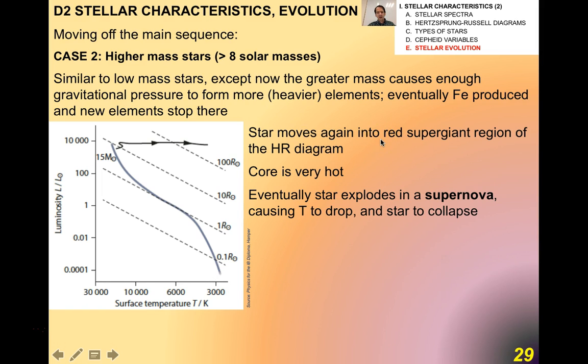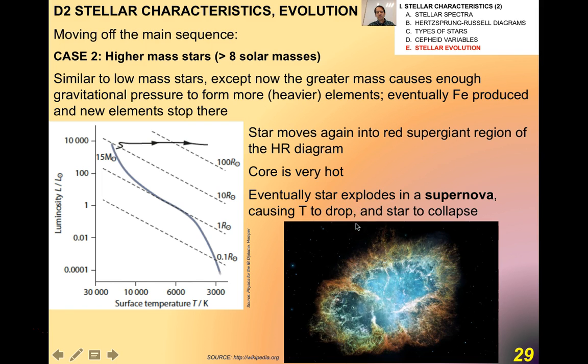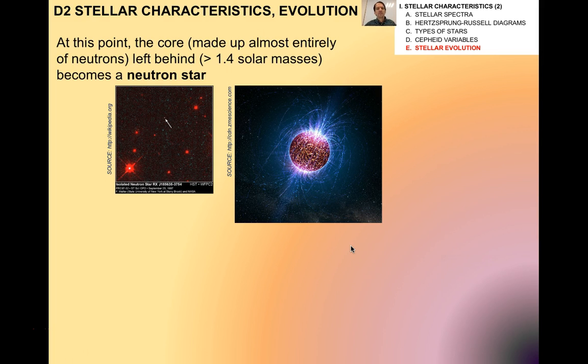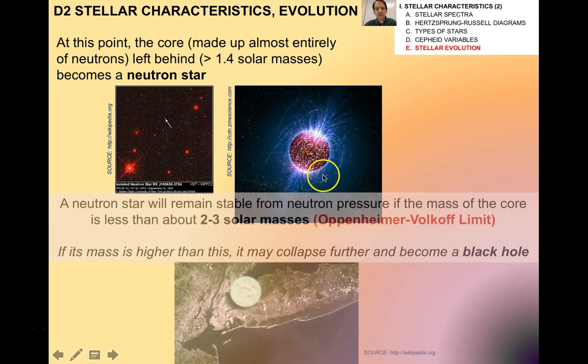The core is very hot, and eventually the star explodes in a supernova. And the temperature drops dramatically very quickly, and the star collapses. And this is what a supernova looks like. Again, some of the most beautiful things you can imagine are way out in space, okay? Now, at this point, the core, which is made up almost entirely of neutrons, gets left behind, and it's greater than 1.4 solar masses in opposition to the case before, and this becomes what's called a neutron star, which an artist's rendition kind of looks like this.